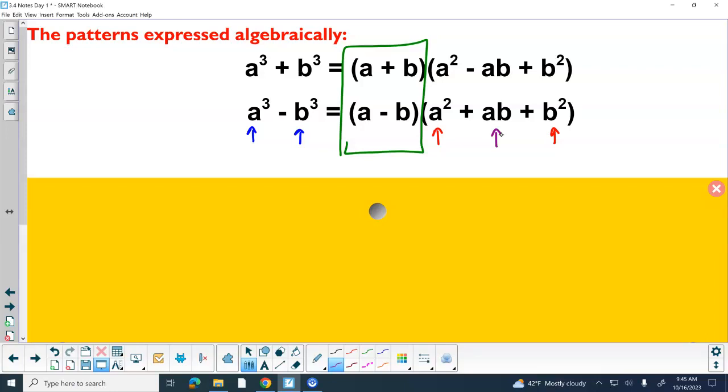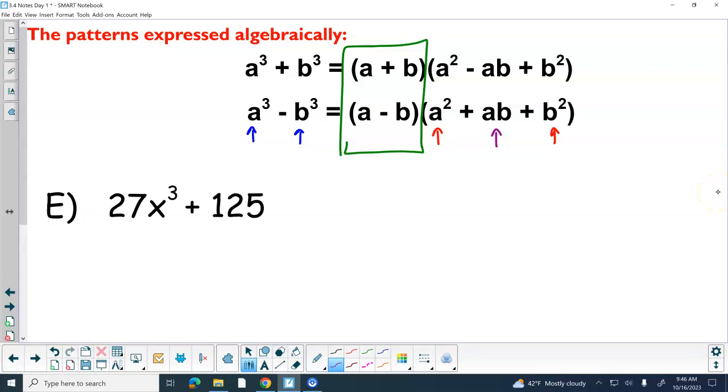With that being said, the nice thing about factoring by cubing is this trinomial that you end up with here is not factorable after you get done. So you don't have to try and factor that trinomial even more. It is unfactorable, it is a prime trinomial. Let's put it to work here now.